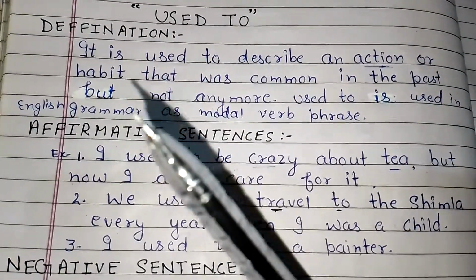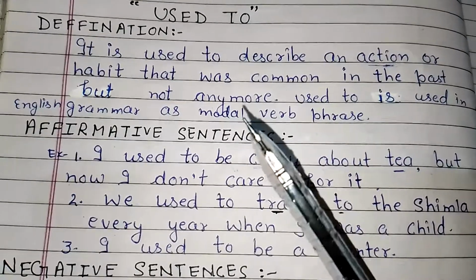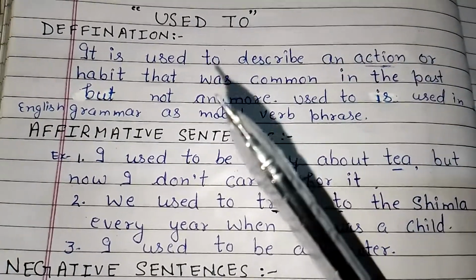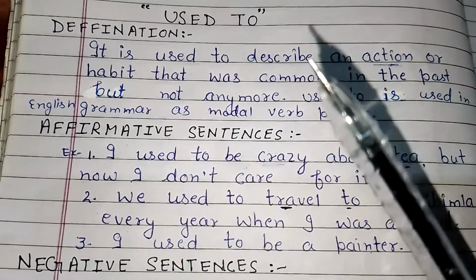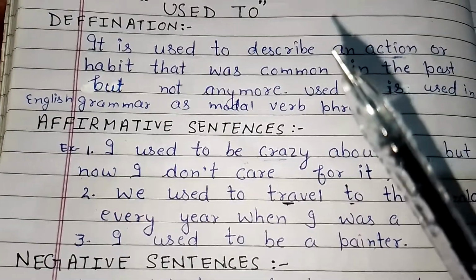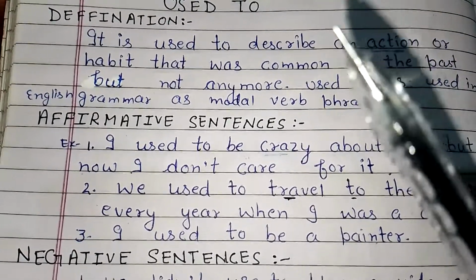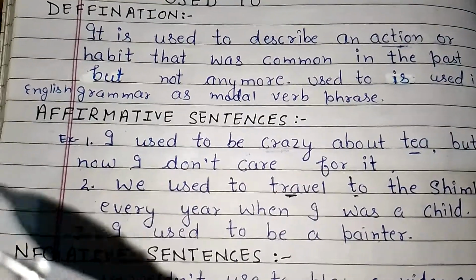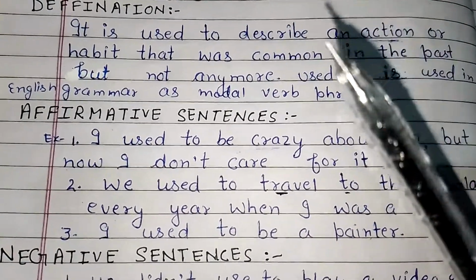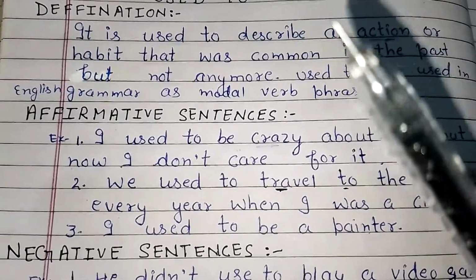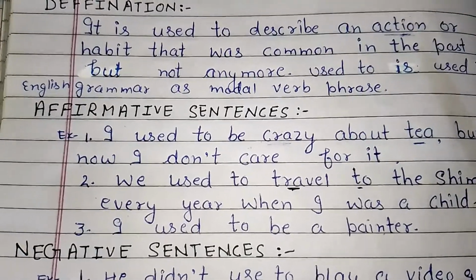Now let's have a look at the definition. What is "used to"? It is used to describe an action or habit that was common in the past but not anymore. It means it is an action or habit of somebody, and now he is not doing that action and not continuing his habit. It could be anything, maybe he used to sing, he used to walk, but right now, in the present and in the future, he's not doing that action anymore.